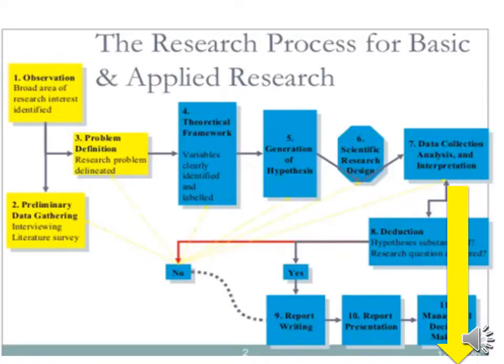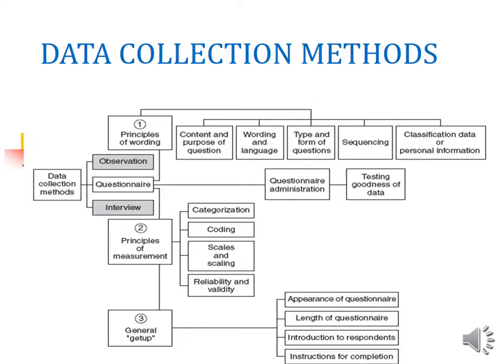As you know, the research process for basic and applied research has 11 steps, and today we are discussing step 7 in detail. As you know, data collection methods have a framework. We have already discussed some principles and data collection introductions. The principle of wording we have already discussed, and in the principle of measurement we discussed the development of the questionnaires. Today we have the last principle, the general getup of the questionnaires.